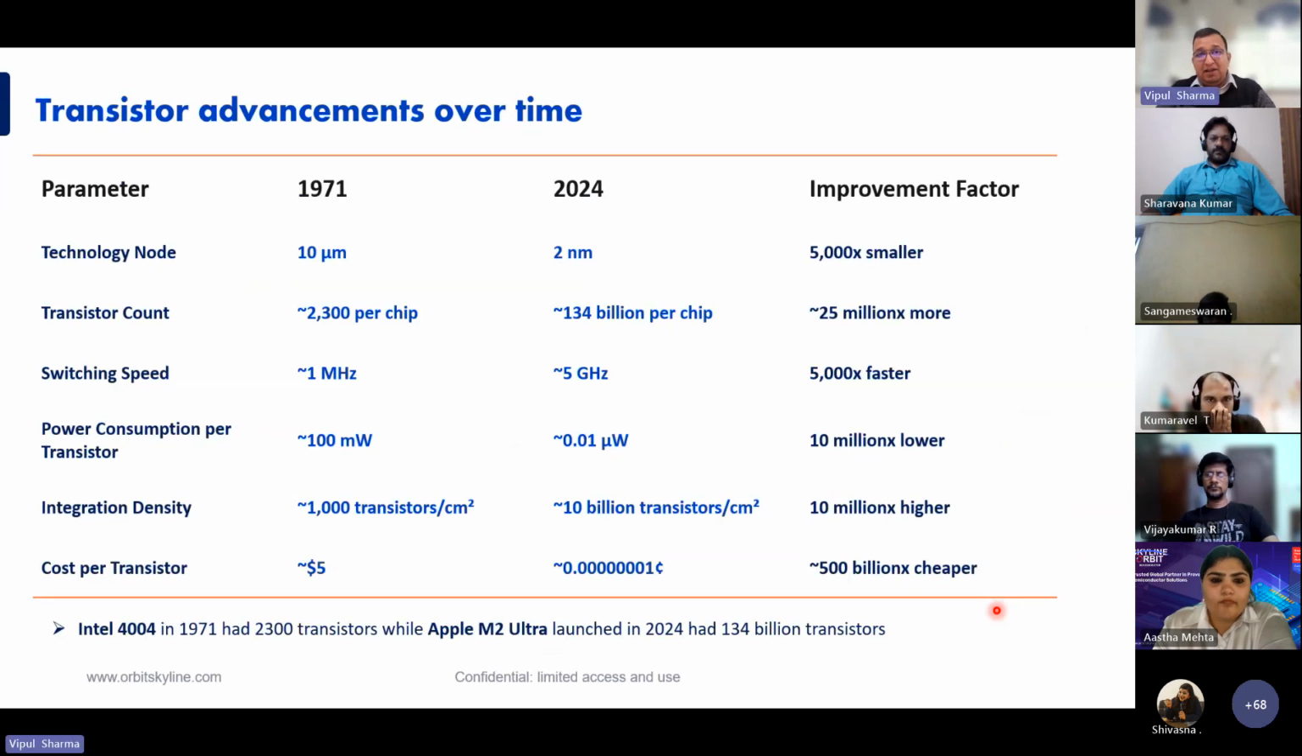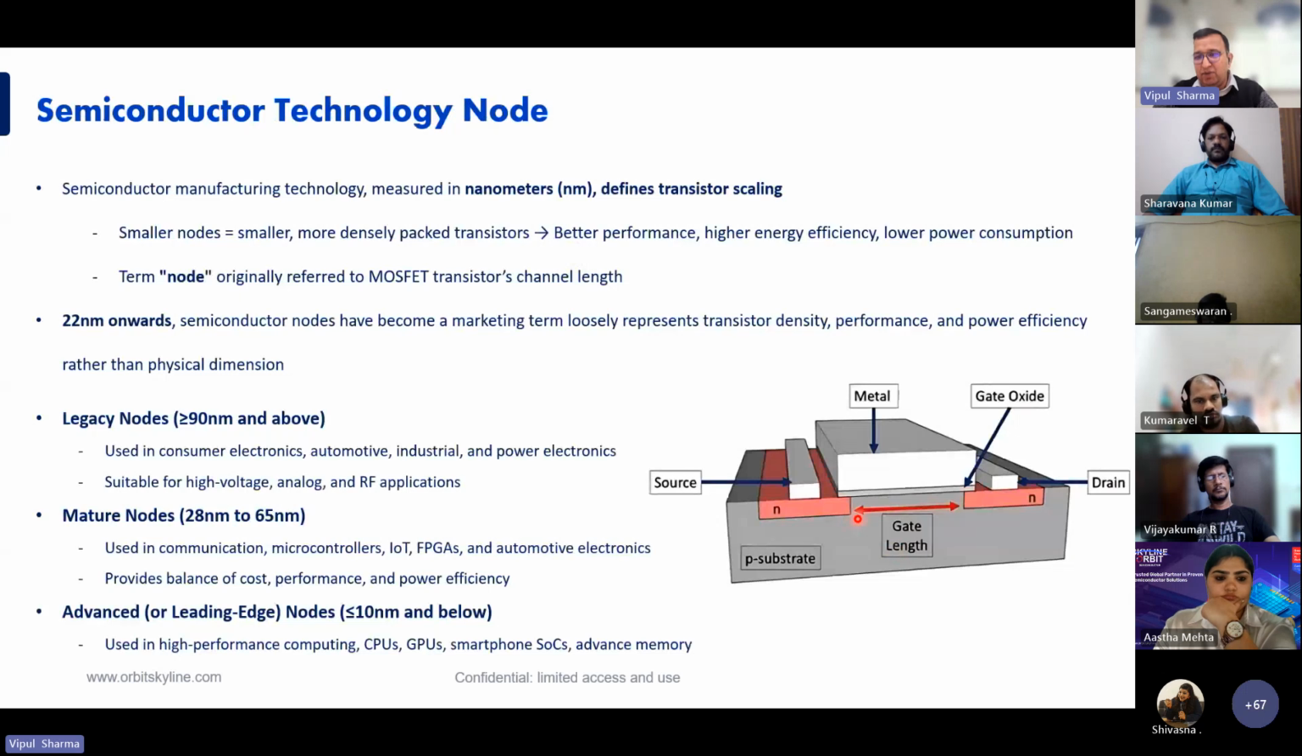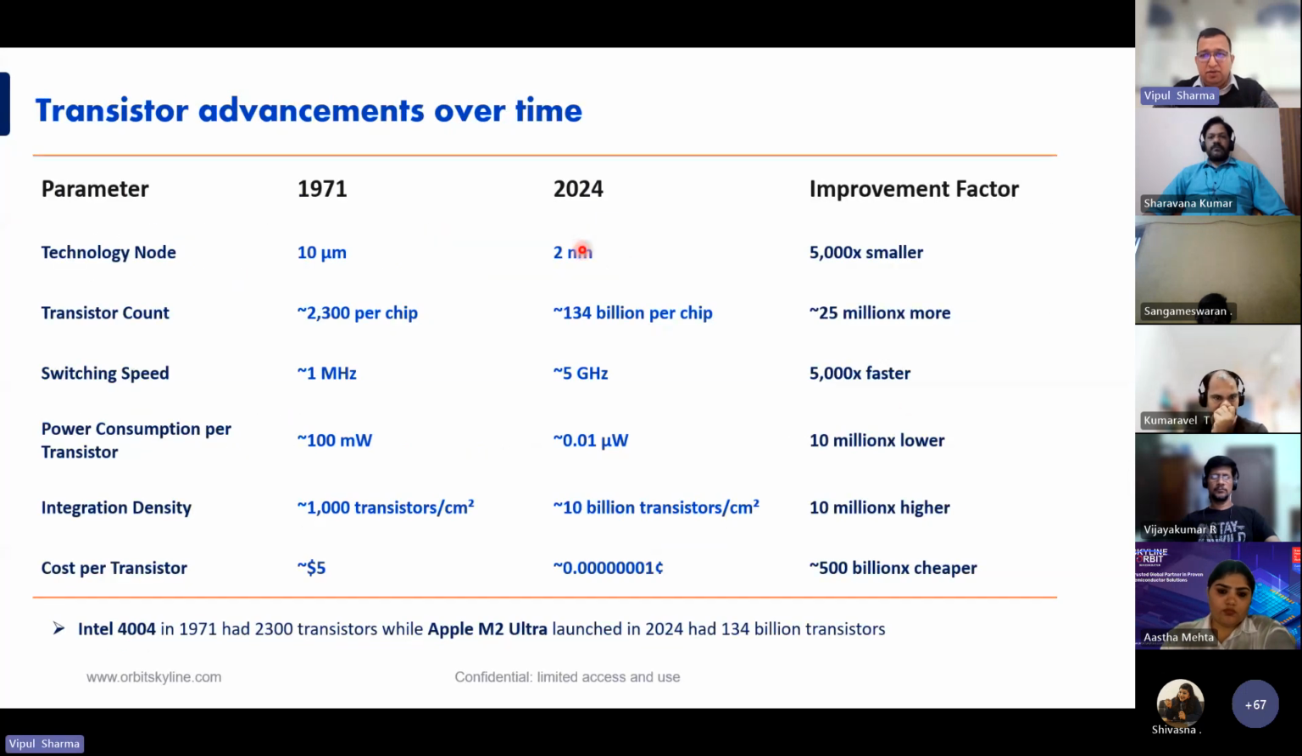Okay, as I mentioned, a big hand behind the big development in the semiconductor industry is that of the transistor. This is a comparison of how the transistor has evolved. This is a 10 micrometer channel length transistor in 1971. That was the state-of-the-art transistor that could be fabricated at that time, 50 years back. And today it is 2 nanometer. So just imagine how much improvement has been made: 5,000 times smaller transistors can be fabricated now.